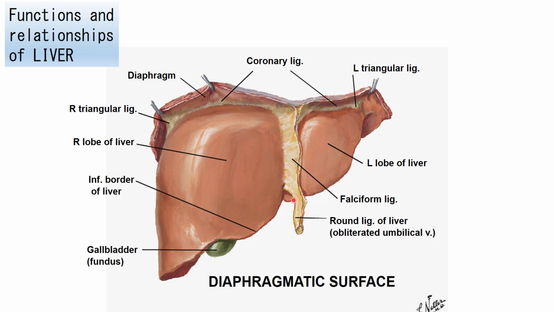going down here. And you can see the ligamentum teres hepatis that contains the obliterated umbilical vein, also called the round ligament of the liver. Remember, teres means round. You also have the coronary ligament up here that is also a reflection of peritoneum from the liver onto the diaphragm. At its right and left extremities, the coronary ligament ends as the right and left triangular ligaments.